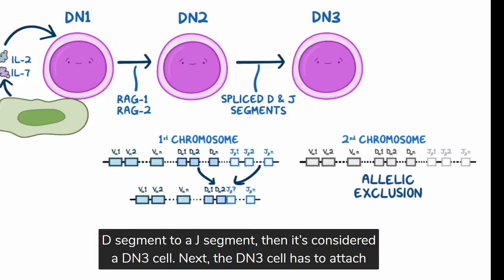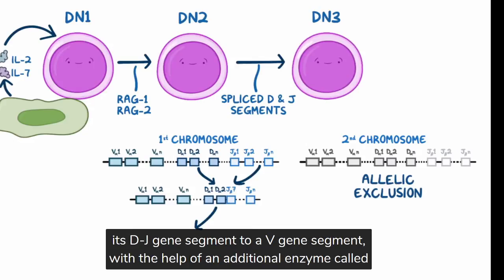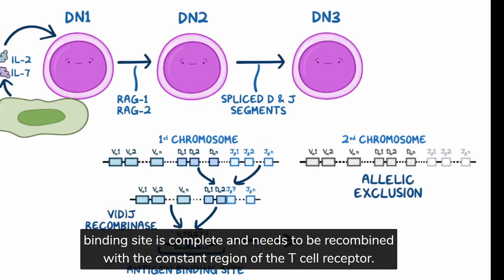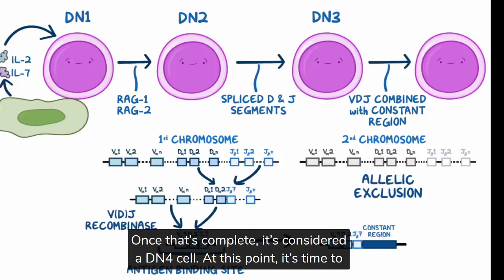Next, the DN3 cell has to attach its DJ gene segment to a V gene segment, with the help of an additional enzyme called VDJ recombinase. Once the VDJ segment is combined, the full beta chain's antigen binding site is complete and needs to be recombined with the constant region of the T cell receptor. Once that's complete, it's considered a DN4 cell.